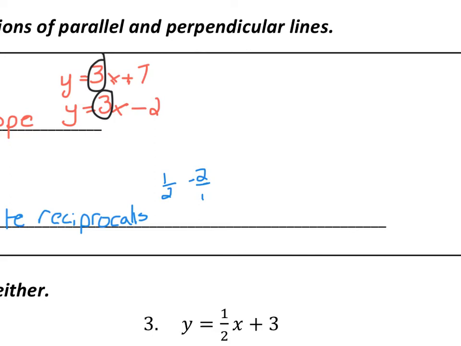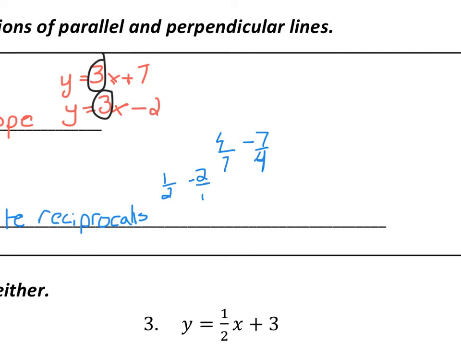Or if maybe I had a fraction of, let's just say, 4 over 7, which if you flip it would be 7 over 4. And then put a negative in front would be negative 7 over 4. Those would be opposite reciprocals because the fraction has been flipped and the signs are different signs.